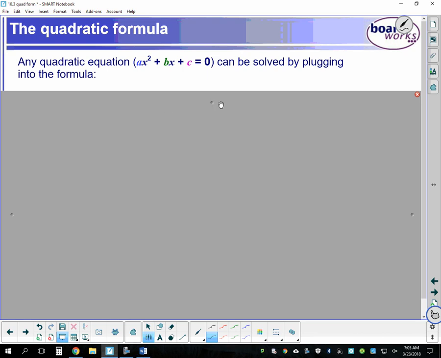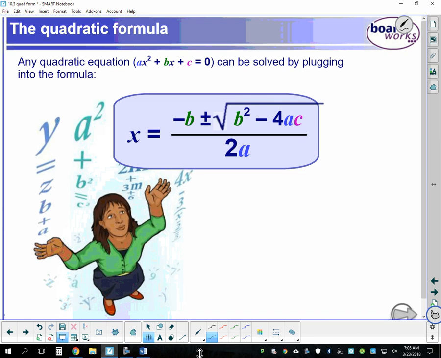Here's your quadratic formula. There it is. Yes, it looks like a lot. It is kind of crazy looking, but all you're going to do is plug into it. So it's just a formula that you have to memorize and then plug your numbers into it. So let me repeat that. You have to memorize this.